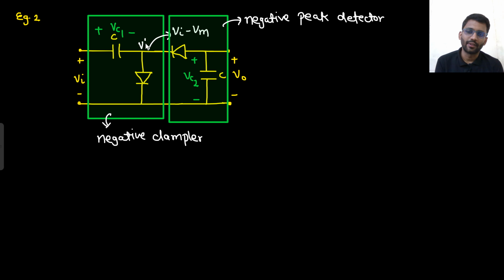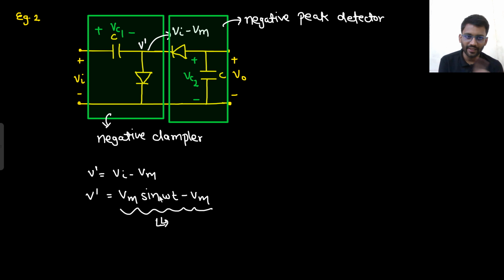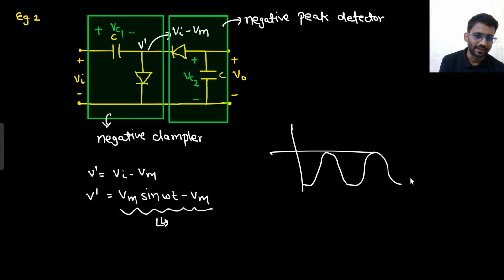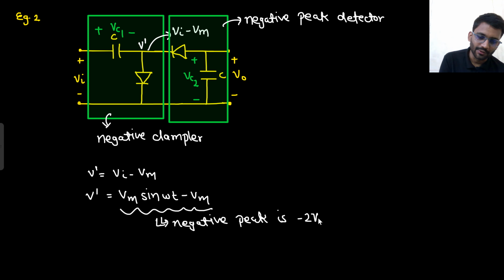So what is this voltage? This voltage I am calling V dash. So V dash is V in minus Vm. That is Vm sine omega t minus Vm. So what is the negative peak of this? 0? No. What is the minimum value of sine omega t? That is minus 1. So negative peak of this will be minus 2 Vm. You can draw this graph, right? Negative peak of this will be minus 2 Vm. This graph will go like that. Negative peak is minus 2 Vm.